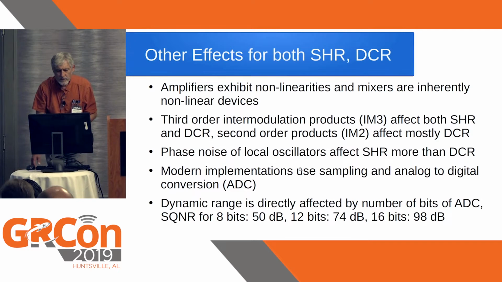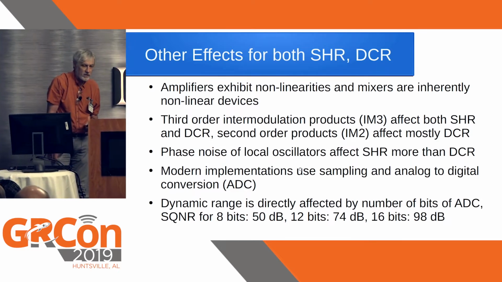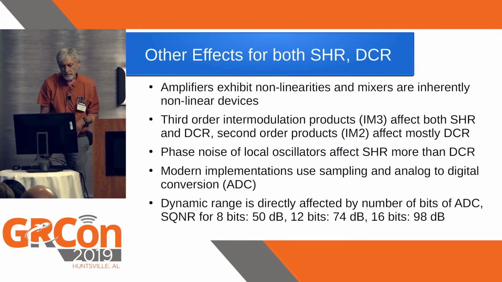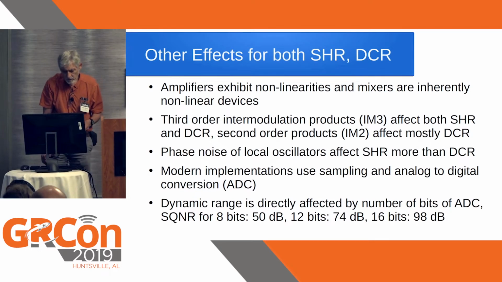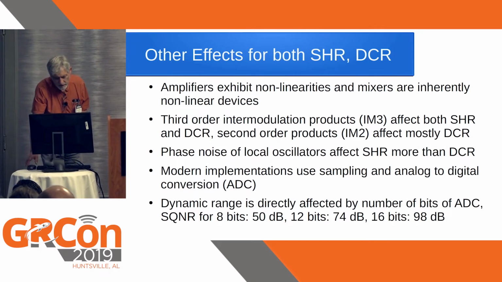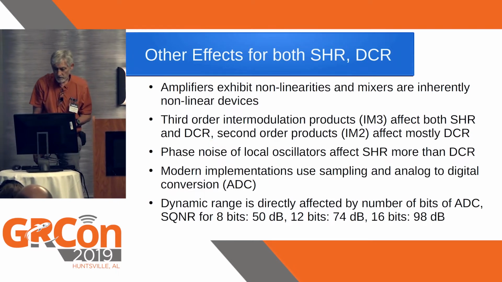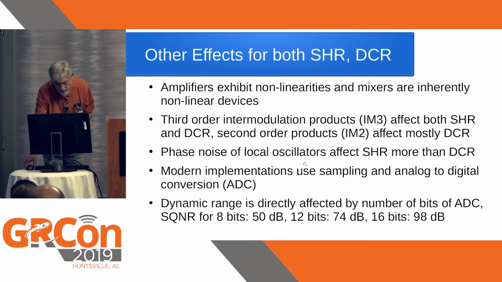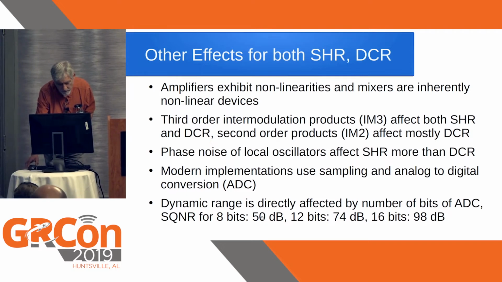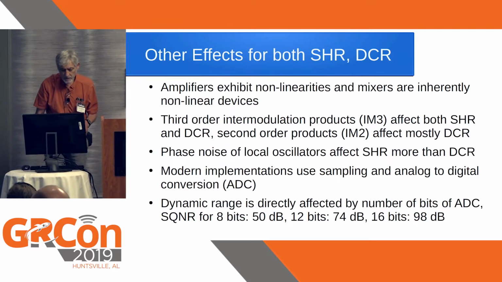Modern implementations use sampling and analog to digital conversion once you are at baseband or at intermediate frequency, and then the dynamic range is directly affected by the number of bits of your analog to digital converter. So the best that you can hope for with 8 bits is about 50 dB. It's usually less than that because there are other effects besides the quantization noise from the A to D converter.